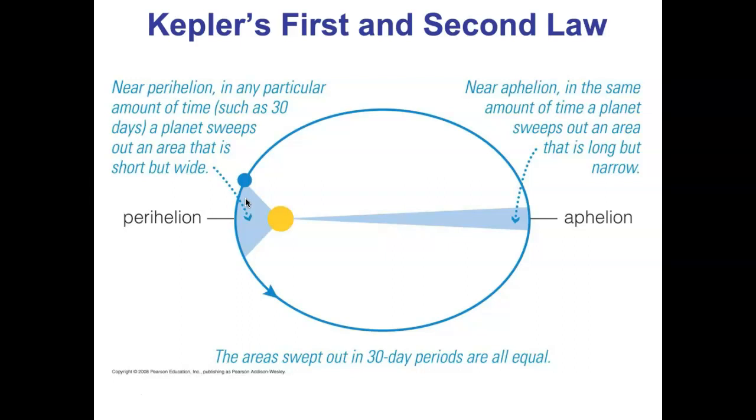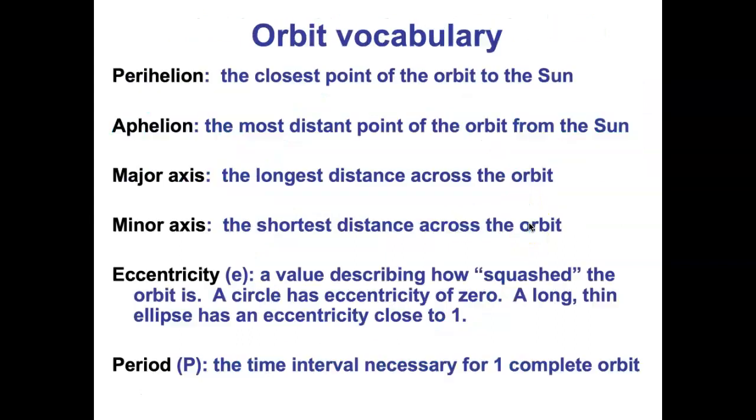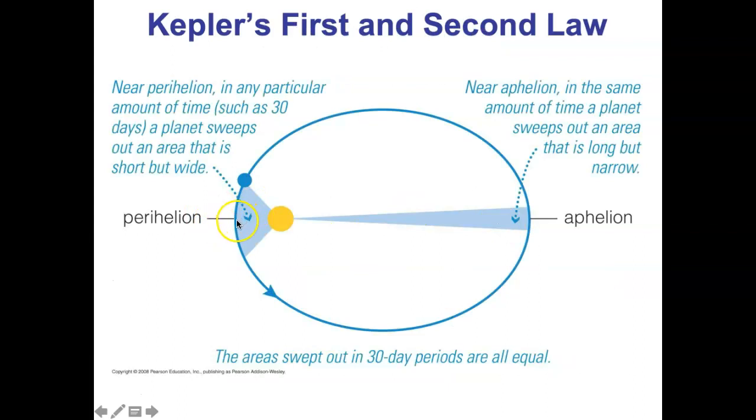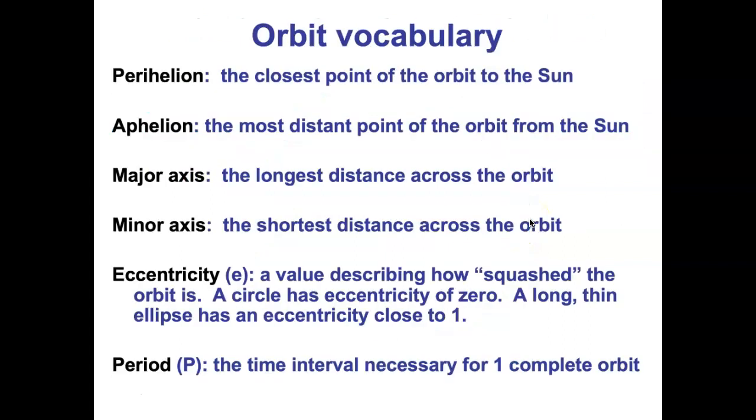All right. The important question here, though, is the why. Why are the areas equal? Because the planet's moving faster when it's closer to the sun and slower when it's farther from the sun. Okay. A little bit more vocabulary. The perihelion is the point in the orbit where a planet is closest to the sun. So perihelion is where the planet is closest to the sun. Aphelion is the point in the orbit where the planet is farthest from the sun. So aphelion is the farthest point from the sun.